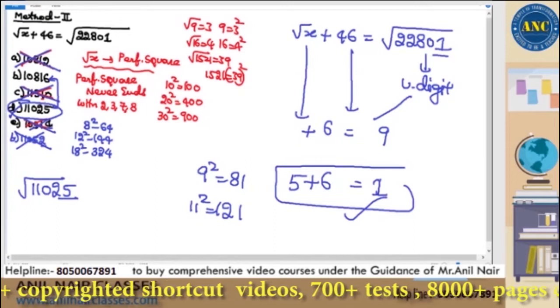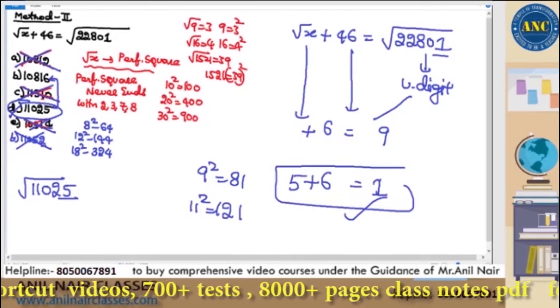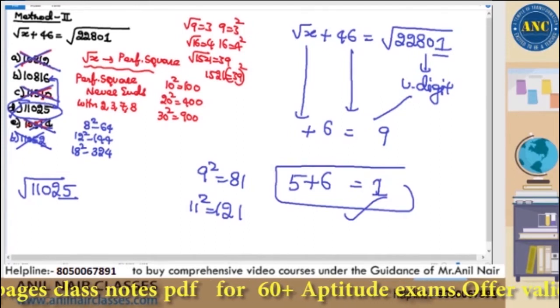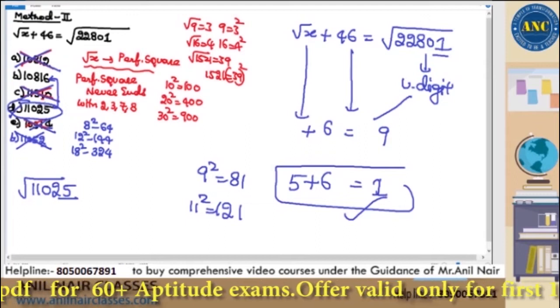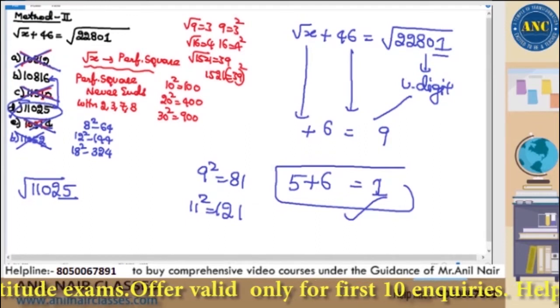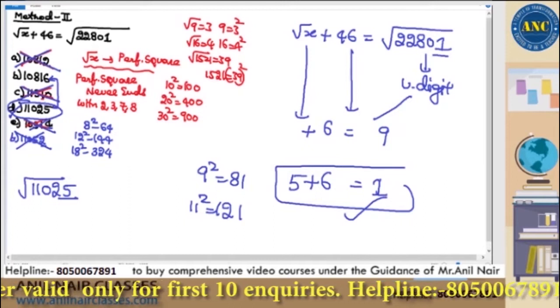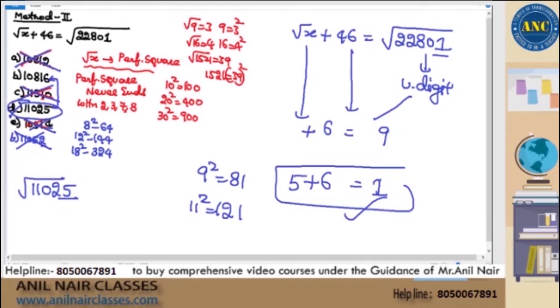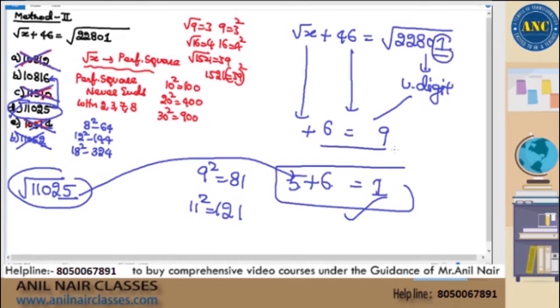A perfect square never ends with 2, 3, 7 or 8. So the first option is out, right? C and E are out. For any perfect square ending with 0, the tens place will be 0: 10 square is 100, 20 square is 400. For any perfect square ending with 4, the tens place will be even. First, third and fifth are out because of the perfect square logic. Suppose I take 11025: unit digit 5, 5 plus 6 is 11, unit digit 1.